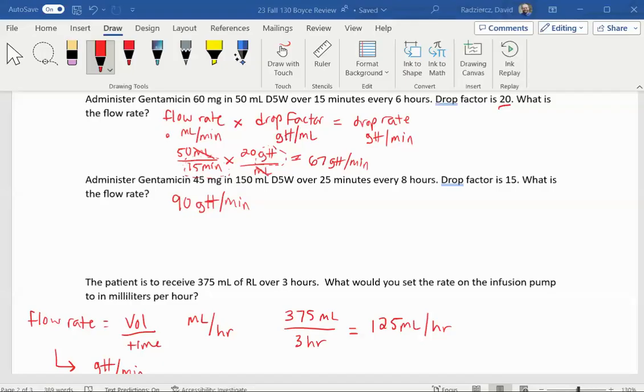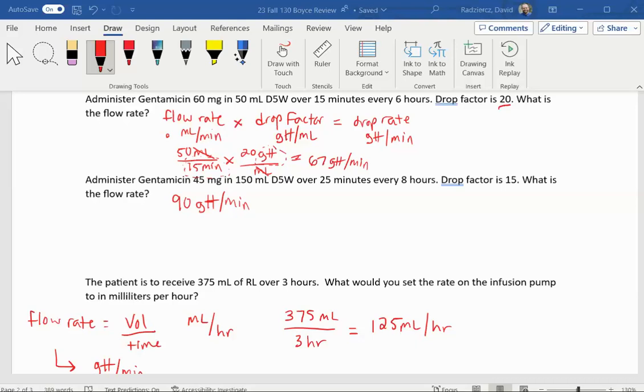With rounding, sometimes IVs and sometimes oral meds. Okay. So when it comes to rounding with your oral meds, are you talking about where your answers are in milliliters? I believe so. Okay. Yeah. So anytime it's something liquid, they want you to round to the nearest tenth.